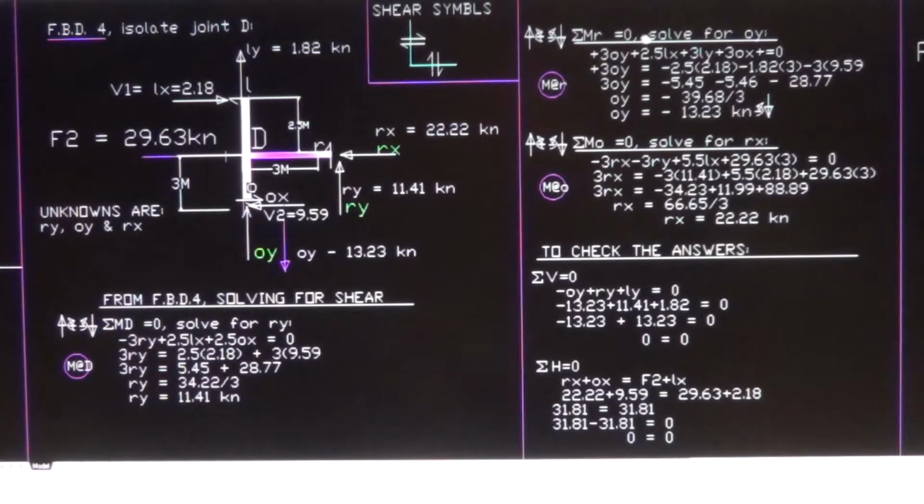To solve for Oy, we have to take the moment at joint R, right here. Summation of moment R is equal to 0. There's a lot of forces going on here. The only zero forces here are the Ry and the wind load. All these forces here will rotate around R. So solving for Oy, it has a lever arm 3, and it's a clockwise rotation.